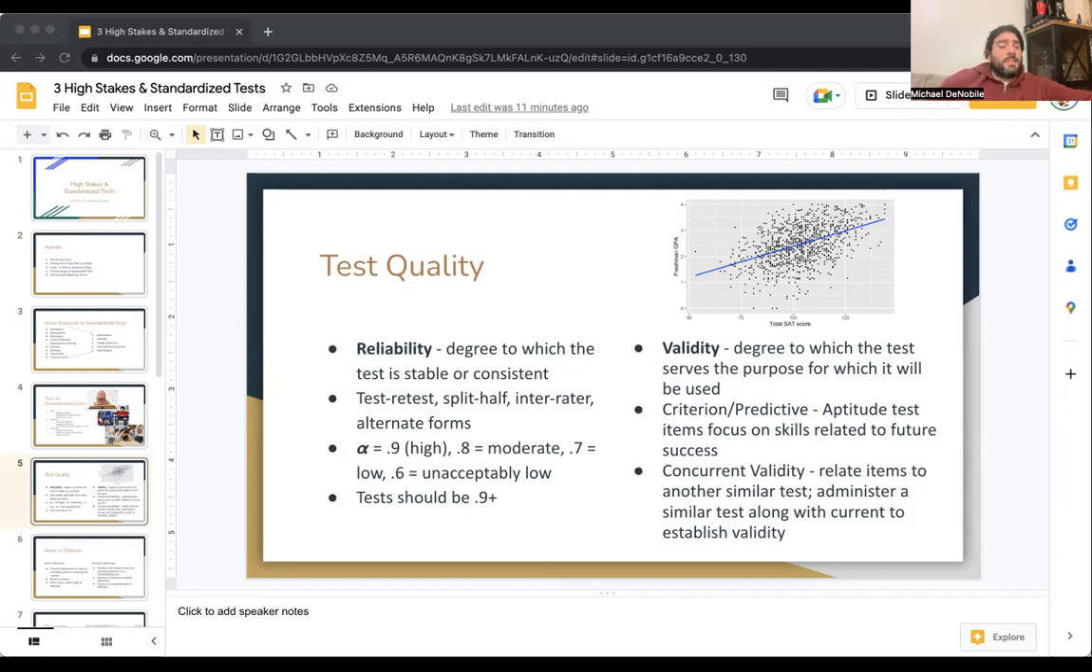One of the examples is the EdTPA. In the EdTPA, you have written portions, you have a video, and scores for the EdTPA are calibrated with a rubric and compared to the exemplar scores, exemplar written projects. And the hope is that the scorers who are scoring the EdTPA have scores that match up with the scores that have already been established.